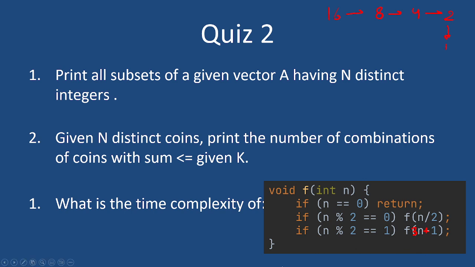So we'll begin and go towards our first question, that is to print all the subsets of a given vector A having n distinct integers. All right. So how to do that? Code. So start coding. This is a difficult question. You are given only a vector. So let me tell you what the function signature looks like.